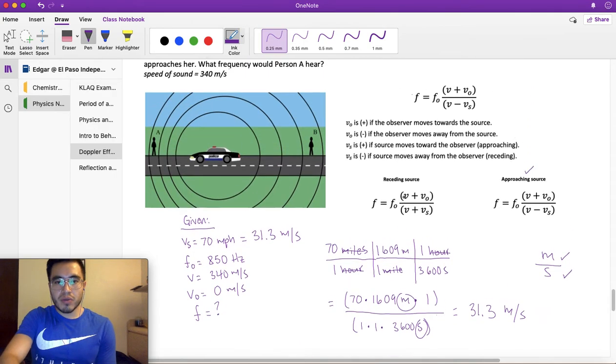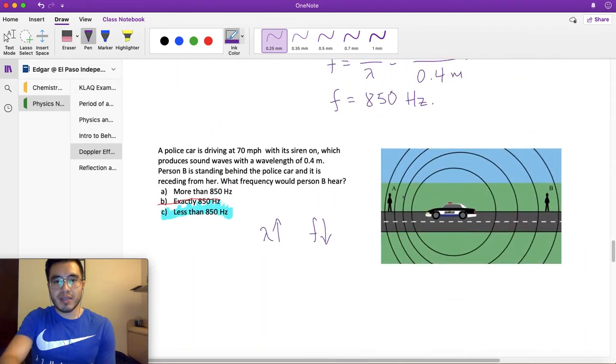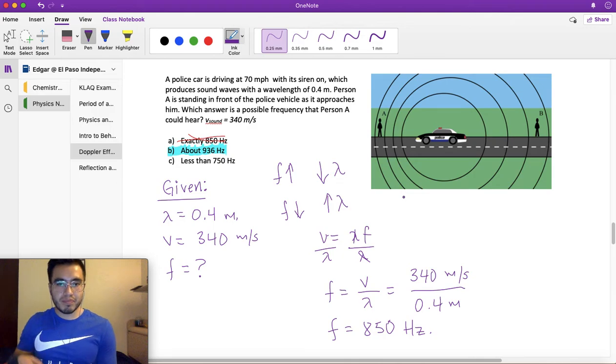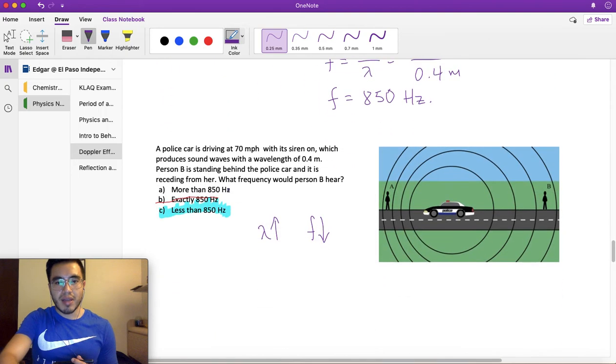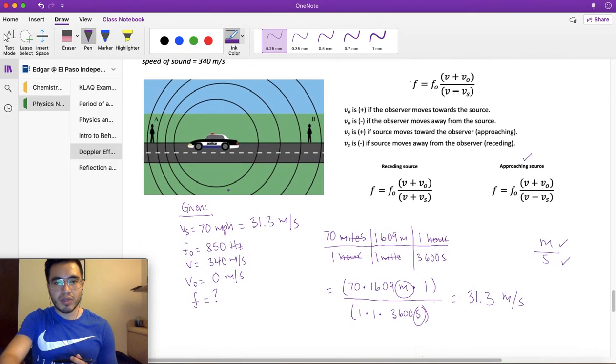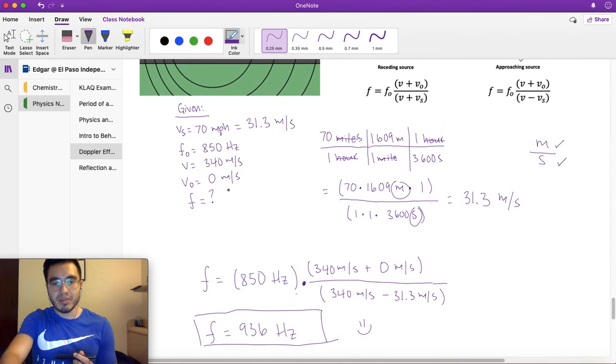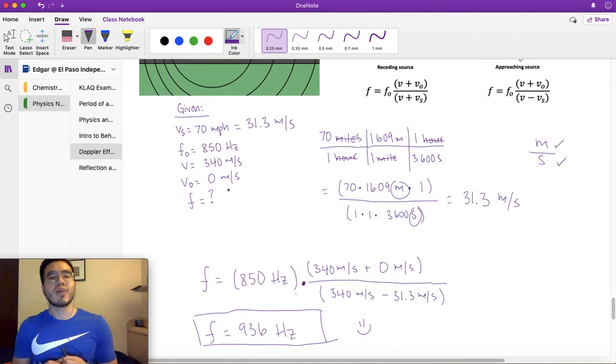Now let's go back to the exercise. And this is why option B for this previous problem was 936. Now you believe me. Now you know I did not make that number up. It is 936. Okay, and that's it.